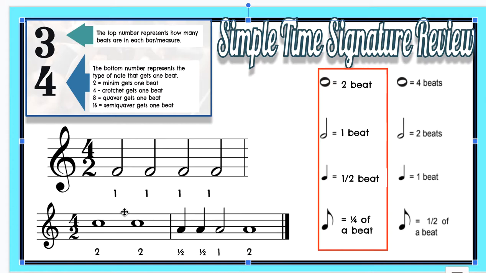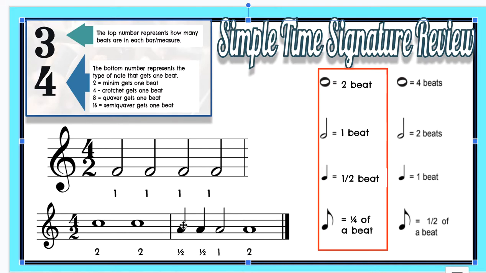So let's look at another rhythm here in 4/2. So it's just basically addition. Each measure or each bar must add up to 4 beats. So if I was to use a whole note or semibreve, which represents 2 beats, 2 plus 2 is 4. That's a complete measure. Draw a bar line.